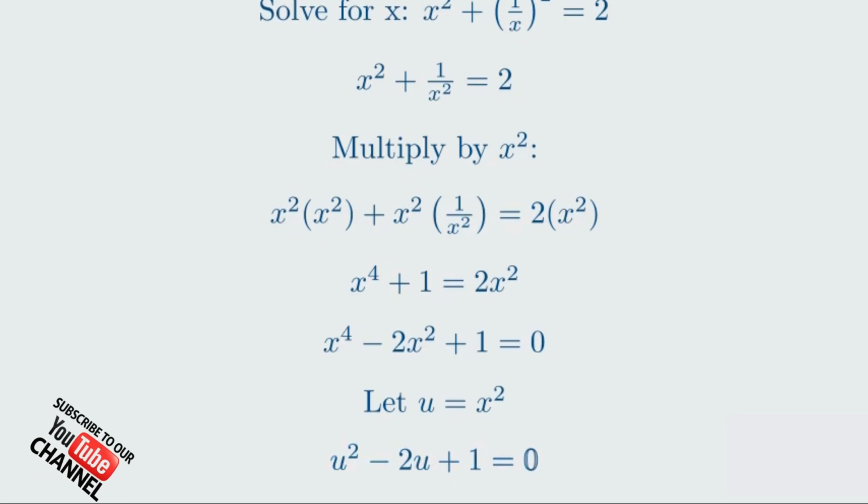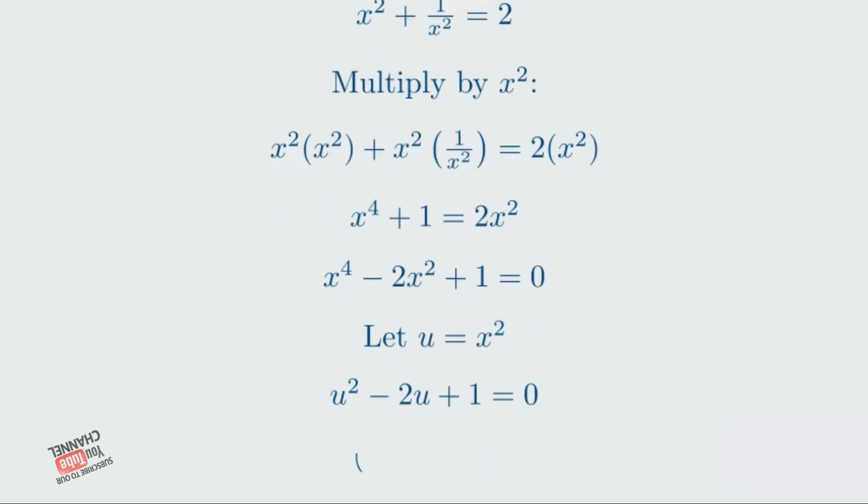This looks much more familiar. This is a simple quadratic equation, and it can be factored. This specific form is a perfect square trinomial. It factors into the quantity u minus 1, squared, equals 0. Factoring is often the fastest way to solve a quadratic.